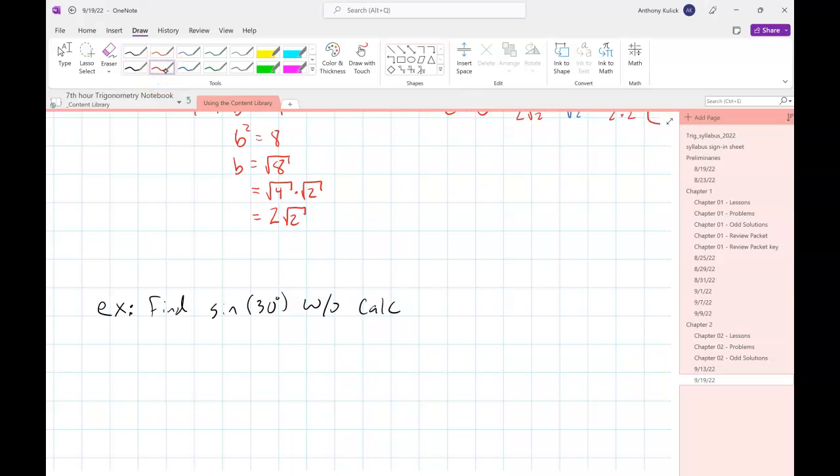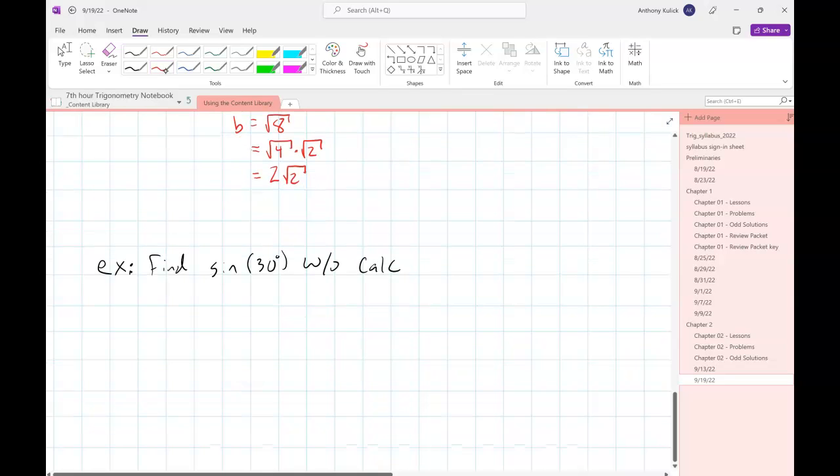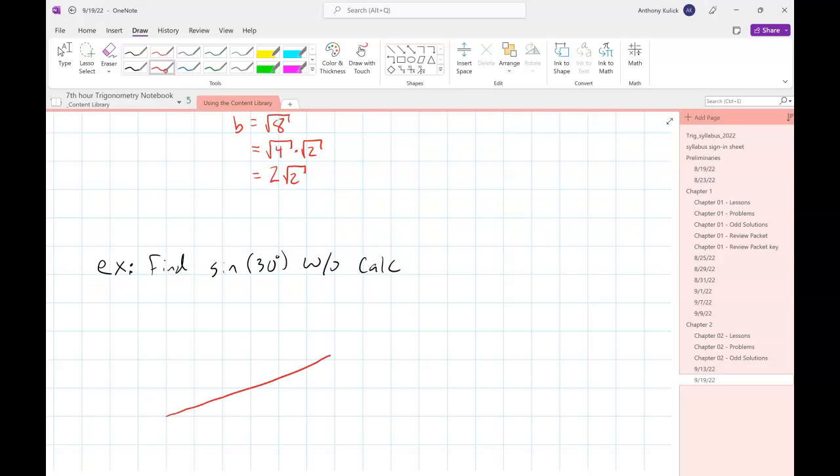What if we want to find sine of 30 degrees without using your calculator? Well, what should I start by doing? Yeah, let's draw a triangle. So I've drawn a right triangle. What label does this right triangle need? 30 degrees. Where does it need to go? Doesn't really matter, but I'm going to put it down here because that's the smaller of the two angles I drew.